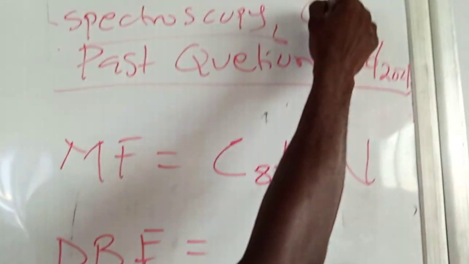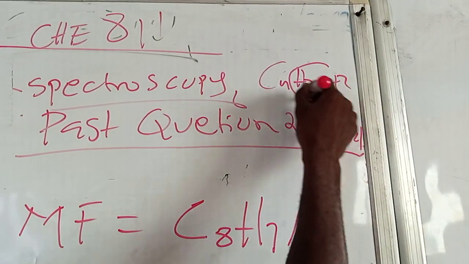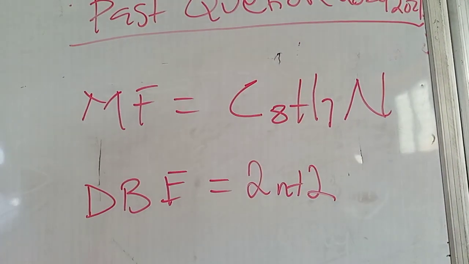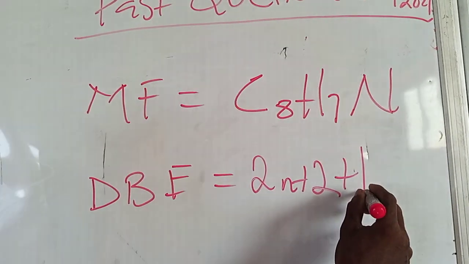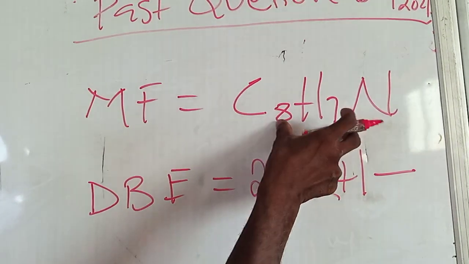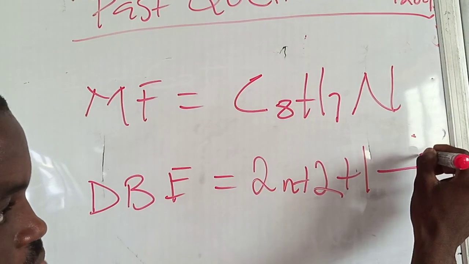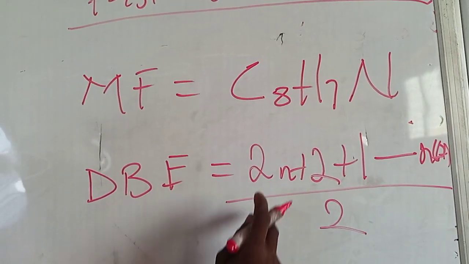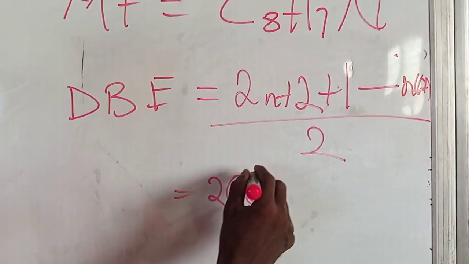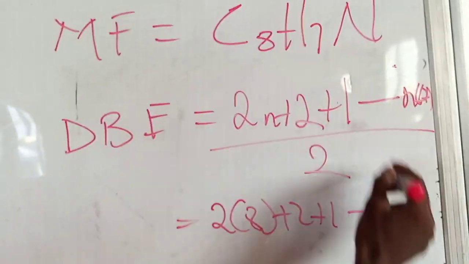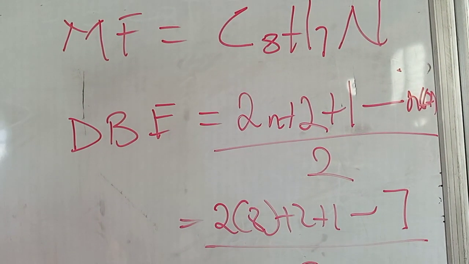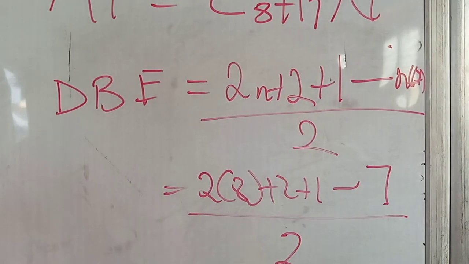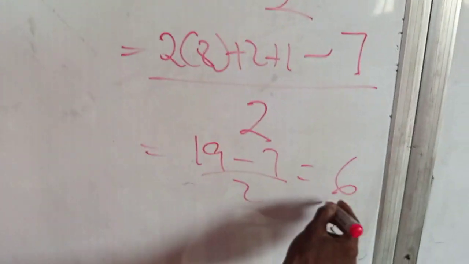Remember the formula of alkane is CnH2n+2. So the number of hydrogens is 2n+2. Remember there's nitrogen in our formula, which means that there should be an extra hydrogen, minus the number of hydrogens in the molecular formula, which is 7, all over 2. So n is the number of carbons, so we have 2 times 8 plus 2 plus 1 minus 7, all over 2. 2 times 8 is 16, 18 plus 1 is 19, so we have (19 minus 7) over 2, and when you compute everything, you have 6.